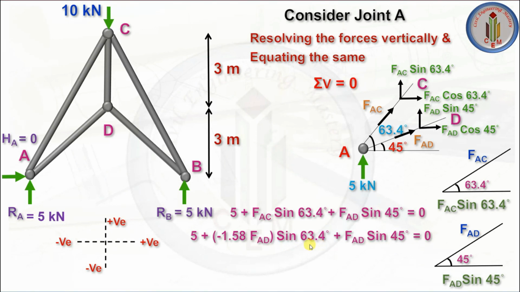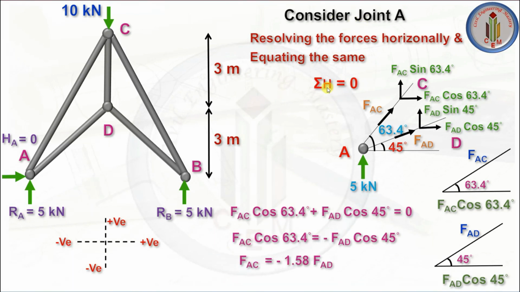By solving this, we know that FAC is equal to minus 1.58 FAD from the previous calculation, so we can apply that and convert into one term. By solving this, we get FAD is equal to 7.07 kilonewton. So this member is a tension member. Whatever assumption we made was correct. Next, let's take this FAD value and apply it in the previous calculation, and we'll find the FAC value.